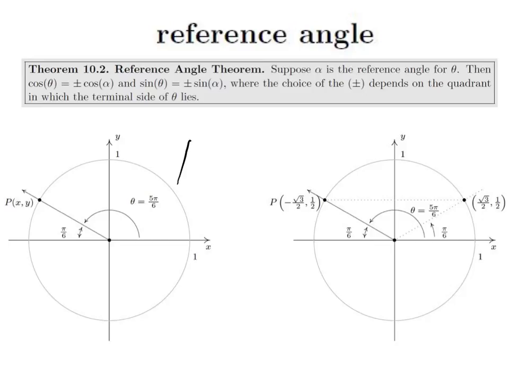A nice thing about the quadrants: All Students Take Calculus. The T tells you tangent is positive there; we don't even know what that is yet, we'll get there. All, for now: sine and cosine are positive in quadrant 1. If your angle is in quadrant 2, like 5 pi sixths, sine is positive, cosine is negative. In the fourth quadrant, cosine is positive, sine is negative. That helps you determine which of the plus or minus this is. You'll see examples in other videos.